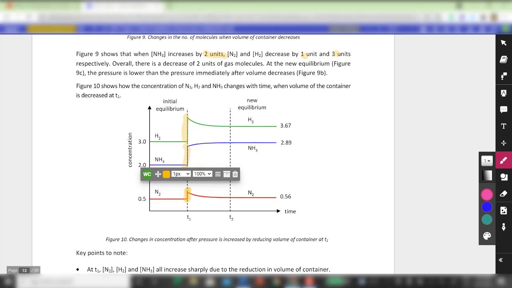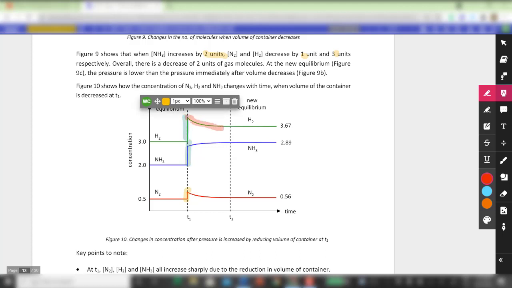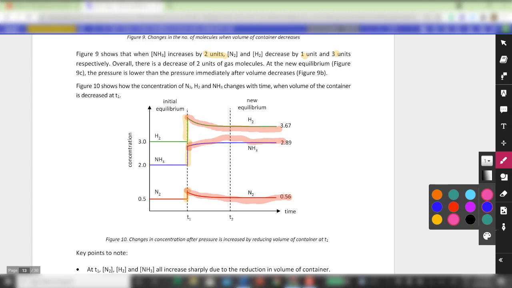Then you will notice one interesting phenomenon. When all of them shoot up, what happens? The position of equilibrium will shift to the right, agree? If it shifts to the right, then the amount of hydrogen and nitrogen will drop because they react with each other, and in the process, I will increase the ammonia. So the ammonia will increase like this.